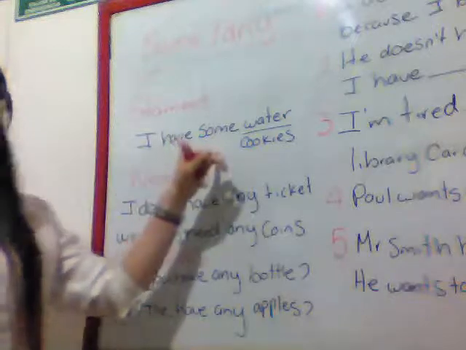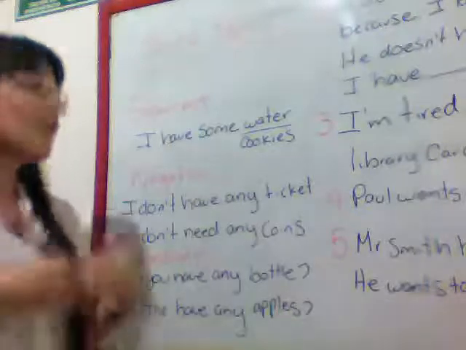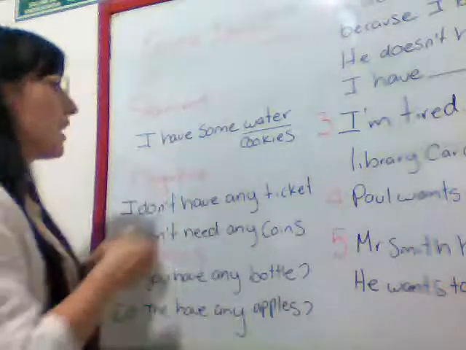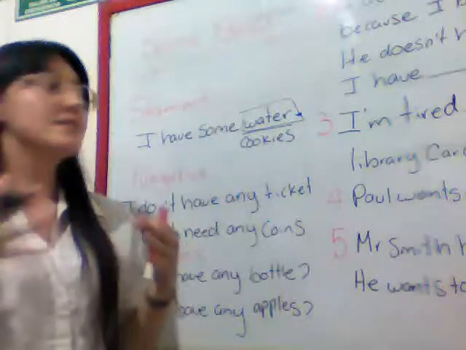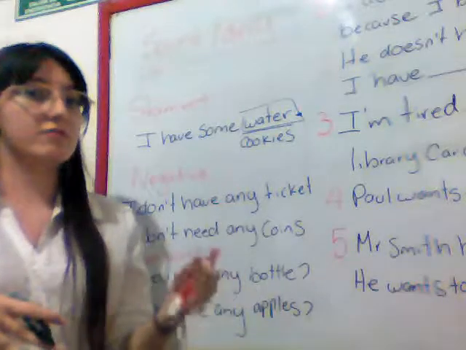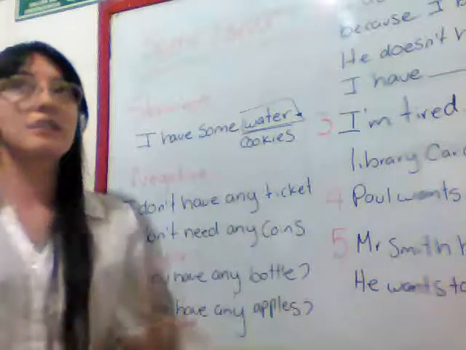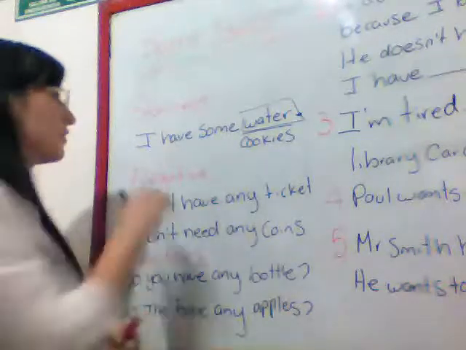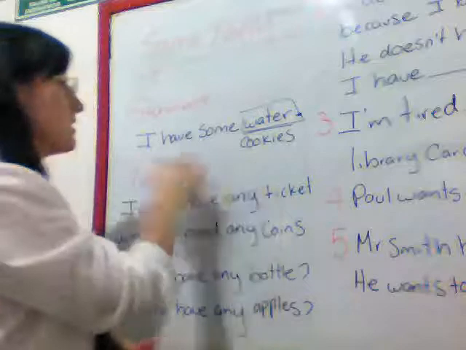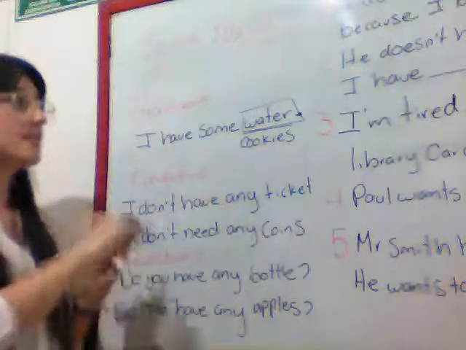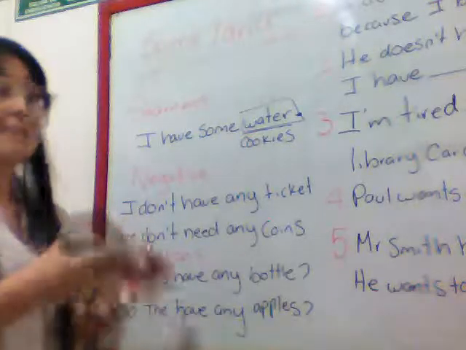Statement: I have some water, I have some cookies. Why do I have this sentence? Because water is something that I can't count, uncountable. And cookies is something that is countable. So here I have some water and I have some cookies. This is for the affirmative statement, the normal, positive sentence.